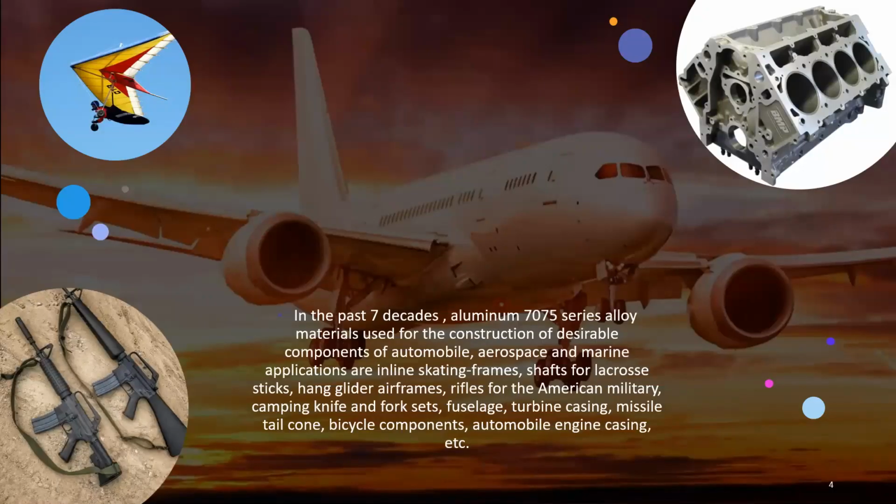In the past 70 years, aluminum 7075 series alloy materials used for components of marine, aerospace, and automobile applications are missile tail cone, turbine casing, automobile engine casing, bicycle components, fuselage, glider airframes, rifles for the American military, shafts for lacrosse sticks, inline skating frames, etc.